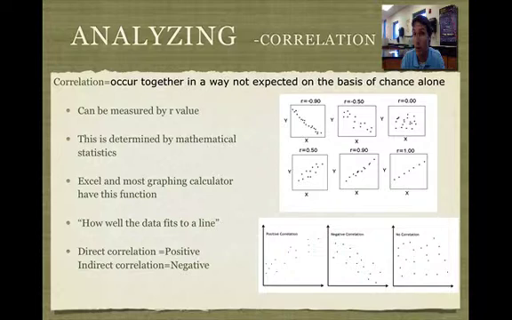Okay, so know that R value is how correlation is measured. The closer it is to 1, the better it fits to the line, or the better the data is. Now one last thing here is a direct correlation. This is on one of your handouts. That's where the correlation is positive, and an indirect correlation is where the line would be negative.